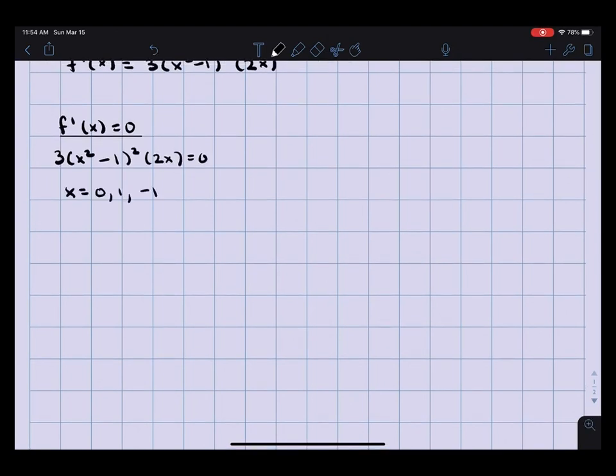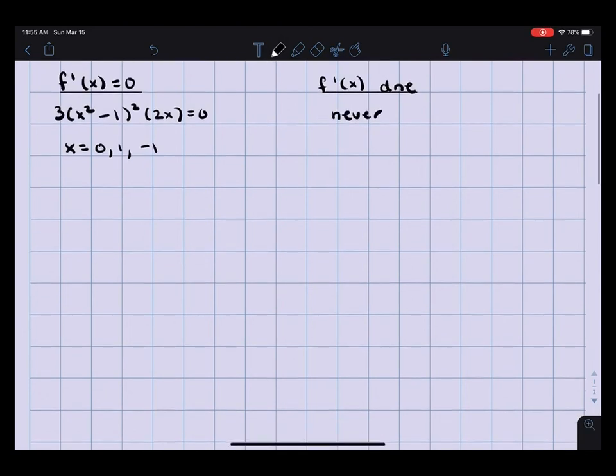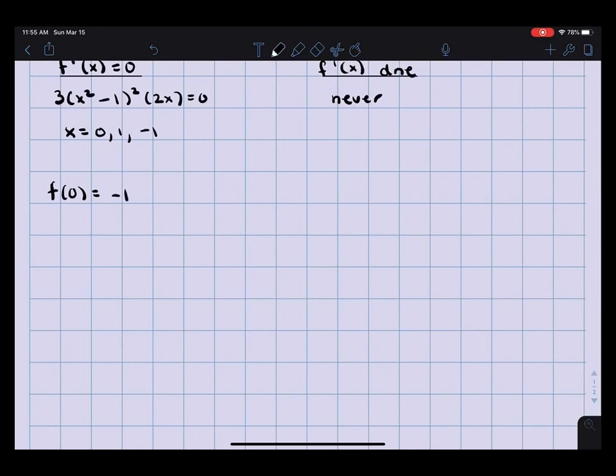The second kind of critical point occurs when f prime is undefined. In this case, since f is a polynomial, so is f prime. Thus, f prime is always defined. So now we will plug in the x values of the critical points and the endpoints.